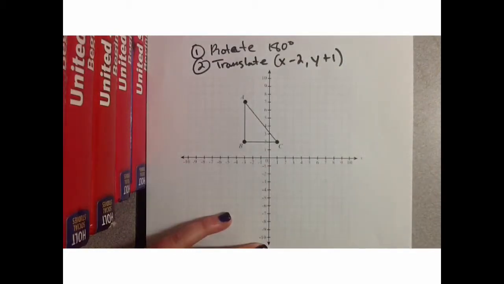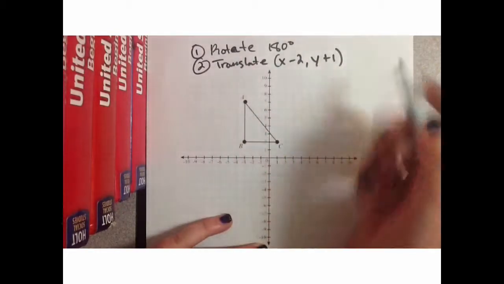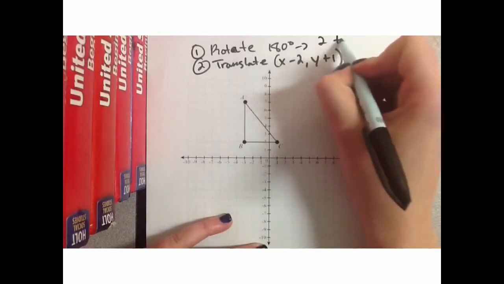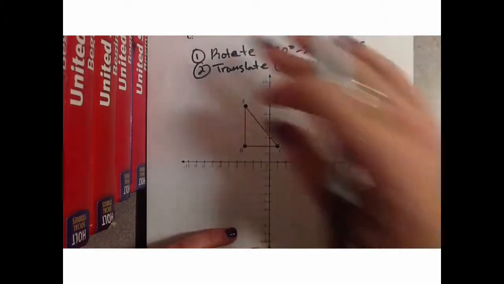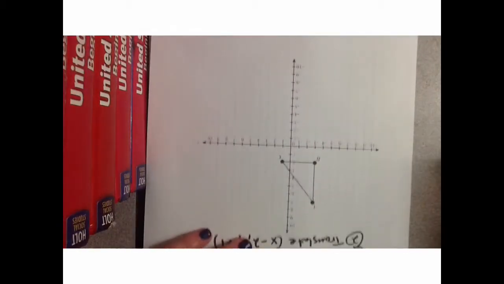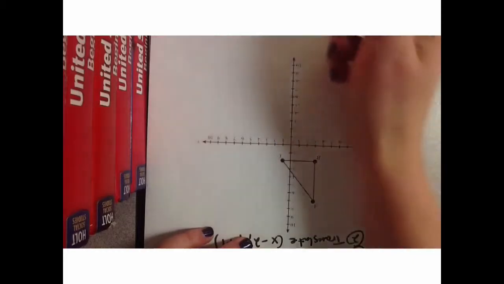First thing I'm going to do though is rotate it. If I'm going to rotate it 180 degrees, I know that I'm going to turn my paper 2 turns to the left or the right. So let's do that first. 1, 2.